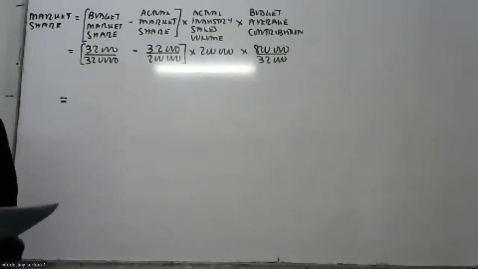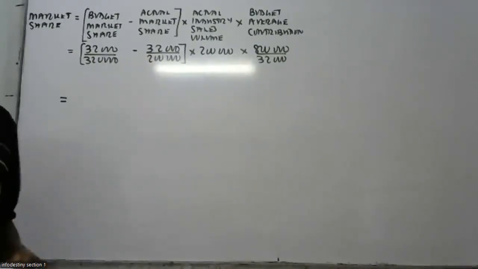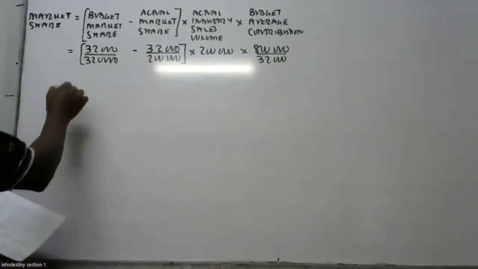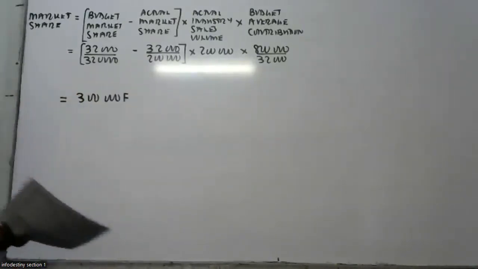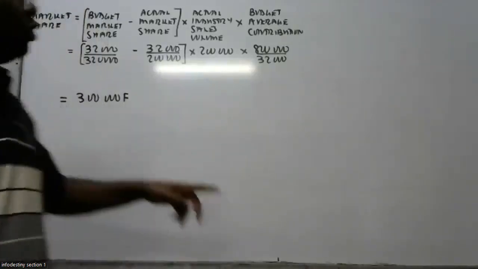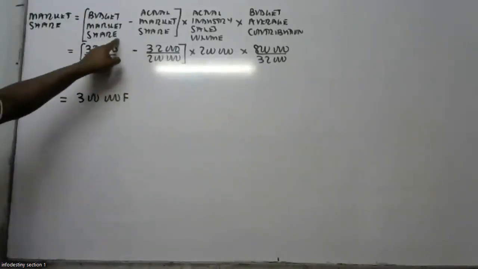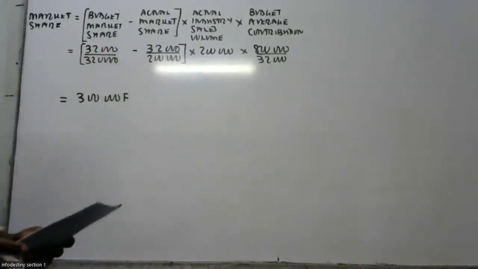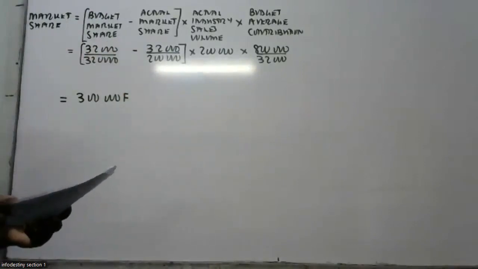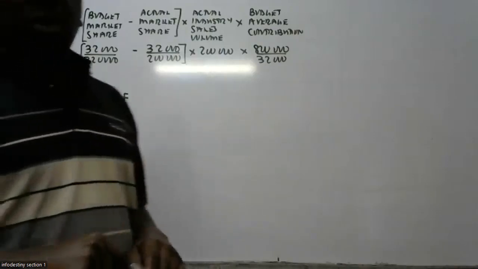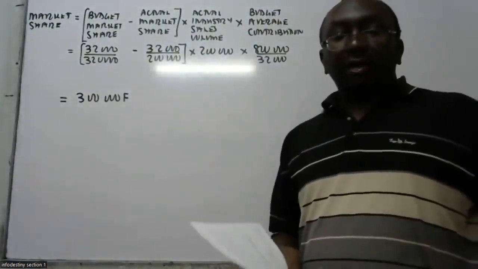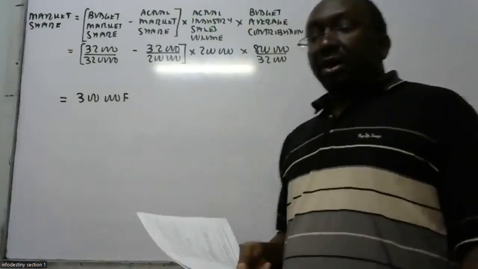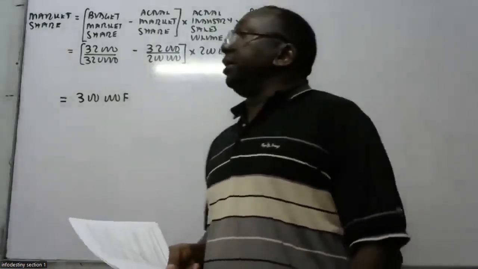Tell me the answer. Negative 300,000. Now that negative 300,000 is a favorable variance because the actual market share is bigger than the budget. That's why it's negative. So that is now how you compute those sales variances. Now on your own, you can attempt question number 3.